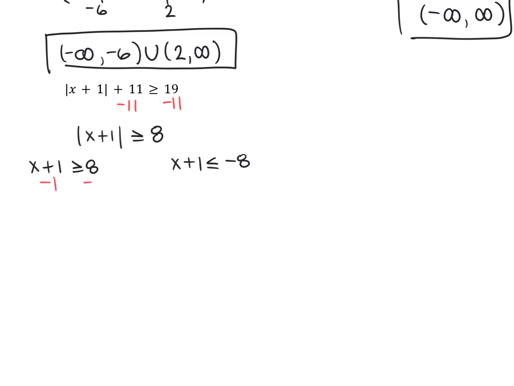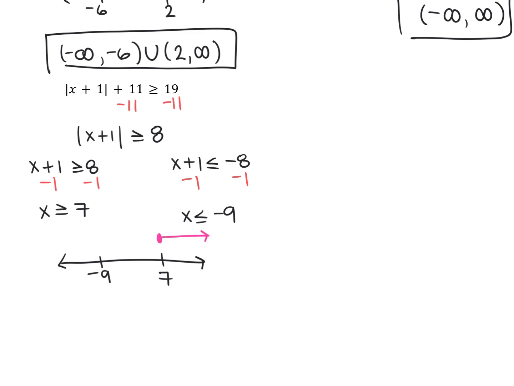So I'm going to subtract 1 from both sides to solve. We get x greater than or equal to 7. And then for my second inequality, we get x less than or equal to negative 9. If I'm looking at a number line here, I have negative 9 and 7. Everything greater than or equal to 7 would be a closed circle, and everything to the right. Everything less than or equal to negative 9, closed circle, and everything to the left. So then I would have negative infinity, comma, negative 9 with the bracket, and then union bracket 7, comma, infinity.